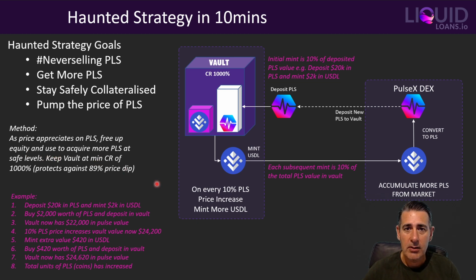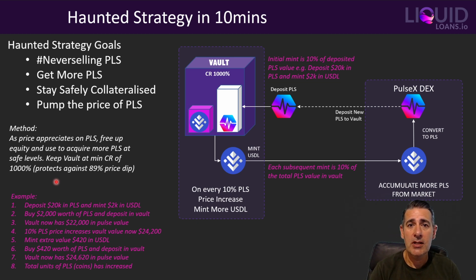So this is that accumulation strategy. We're going to do it at safe levels, and we're going to keep our vault at a minimum collateral ratio of 1,000%. That means you can withstand a 98% dip in the price of Pulse before you're in any danger of anything that even resembles a liquidation. Now, the reality of markets is they don't move 89% in a day. There's a rare occasion when that's ever happened in crypto. Usually it's in the event of something like a rug pull.